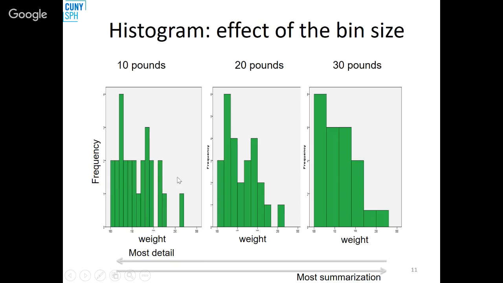set of weights is divided into 10-pound bins, and so you see a lot of detail. And then in 20-pound bins, you see somewhat less detail, but you get a little bit better idea of this kind of bell shape. And at 30 pounds, there's even less detail, but it is in some ways easier to see this skewed shape. It's sort of skewed towards the right. But these are exactly the same data, and they look kind of different in these three histograms.